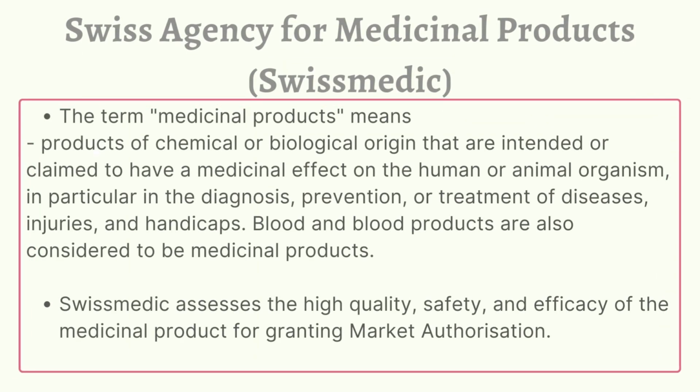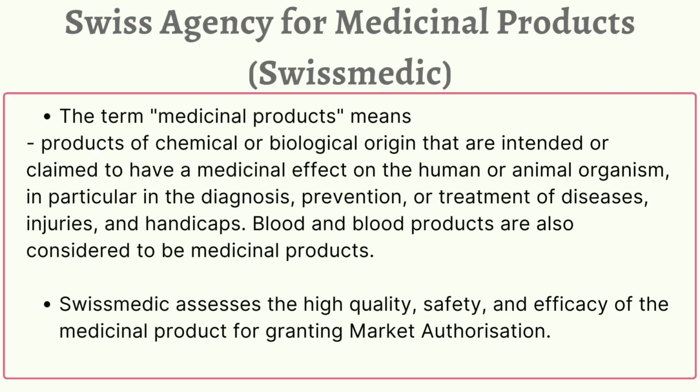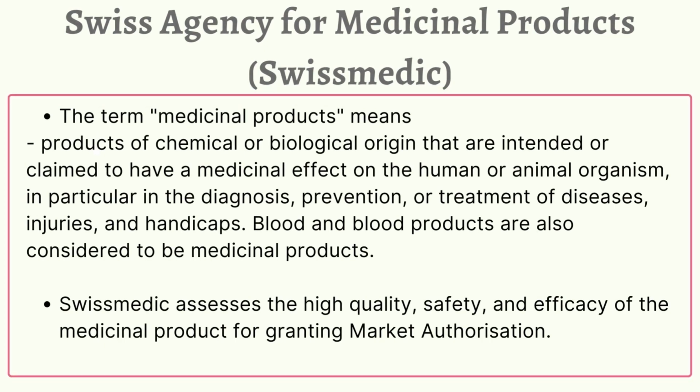The term medicinal products means products of chemical or biological origin that are intended or claim to have a medicinal effect on the human or animal organisms, in particular in the diagnosis, prevention, or treatment of diseases, injuries, and handicaps. Blood and blood products are also considered to be medicinal products.